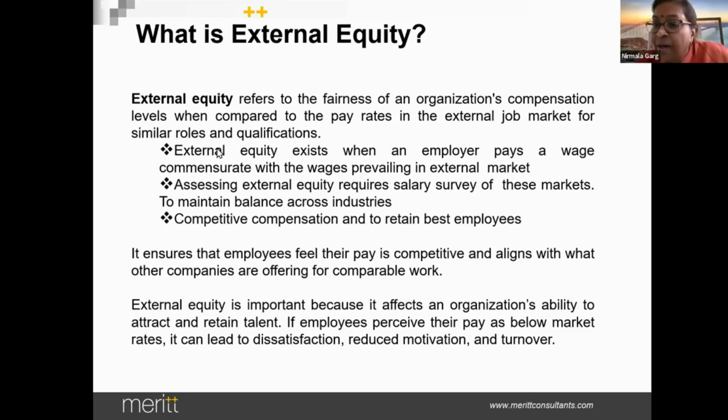Then to whom are you losing? It is not necessary that when people are exiting from your organization, they must be joining a similar industry. Your similar skill sets may also be employed by some industries which may not be in a similar industry.